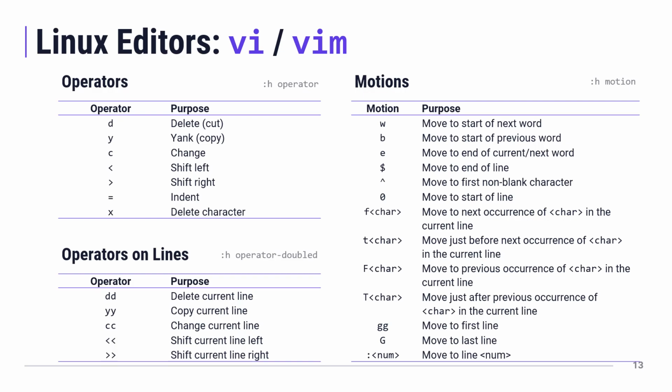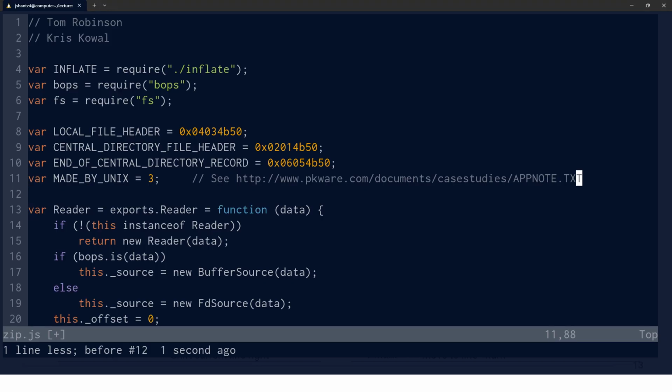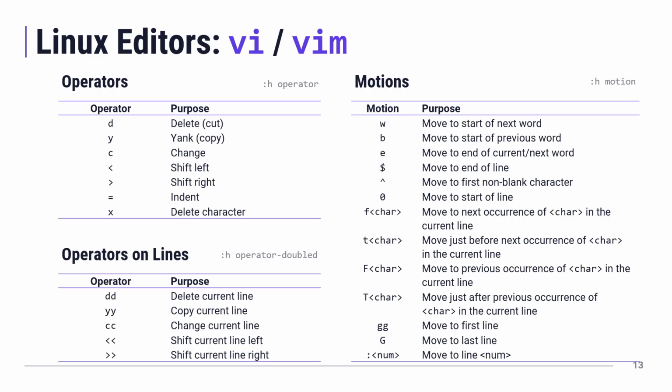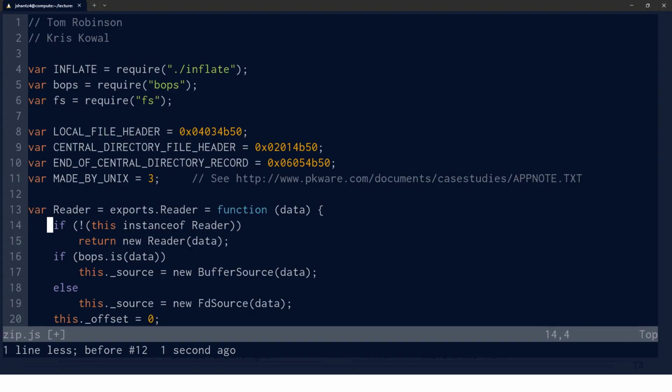Okay, so dollar sign moves us to the end of the line, caret moves us to the first non-blank, 0 moves us to the start. Okay, and then we can start to combine those with operators. So I could say, all right, DW. So D we said was to delete. W is a word, so DW removes a word. If I want to delete to the end of the line, we said D was delete, dollar sign was the end of the line. So I could press D, dollar sign. And now I've deleted to the end of the line.